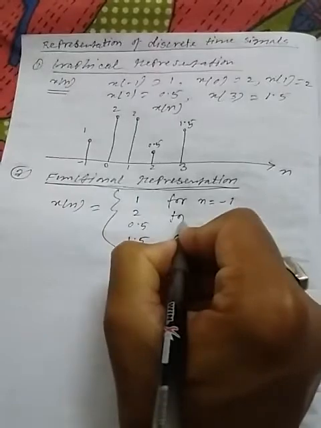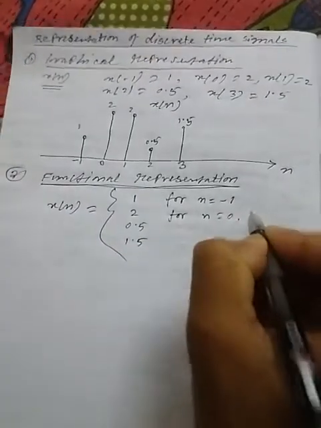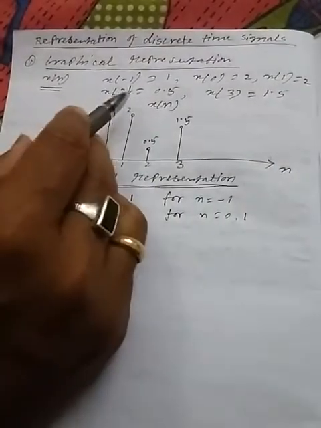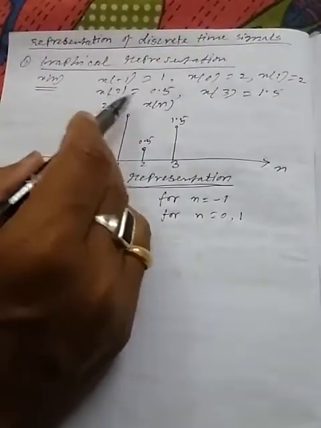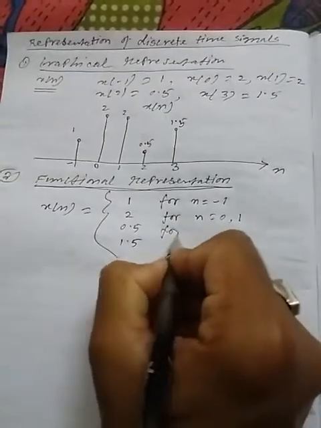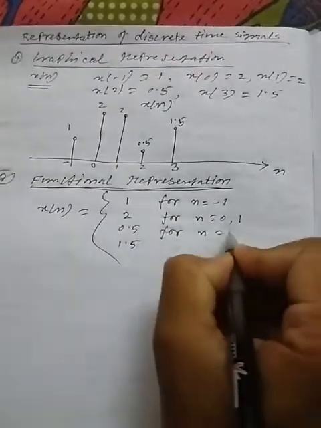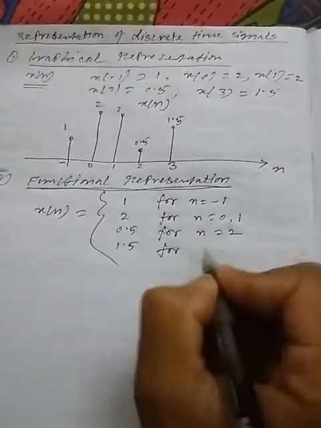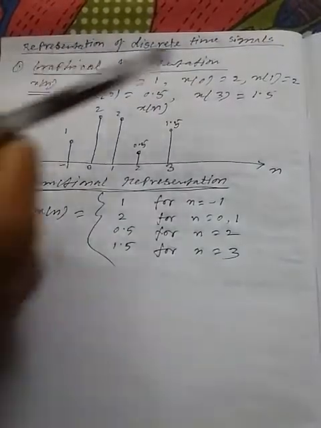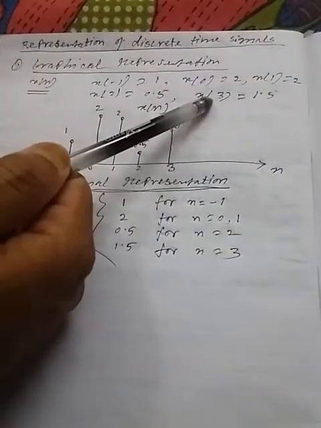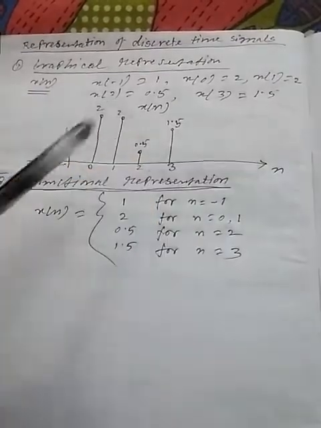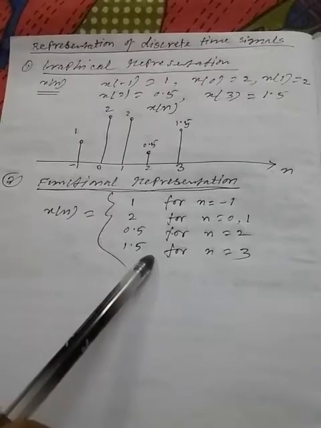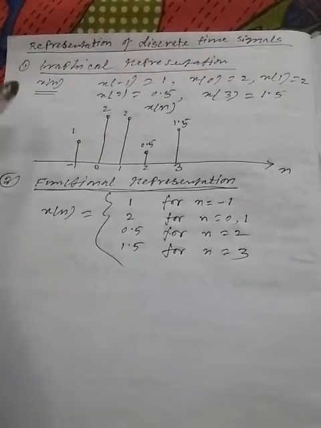So for n equal to 0 and 1, 0 comma 1. Now x[n] equals 0.5 when n equals 2, so this will be for n equal to 2, and this will be for n equal to 3. Here the value of x[n] equals 1.5 for n equal to 3. So this is the functional representation of discrete time signal x[n].